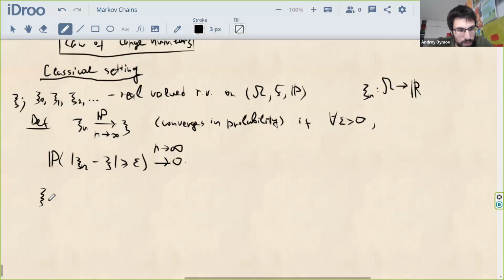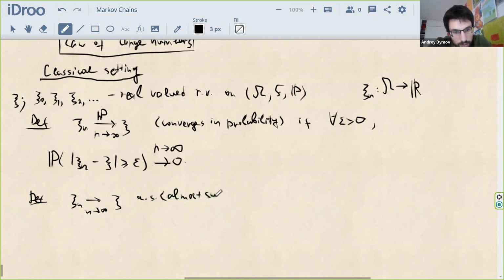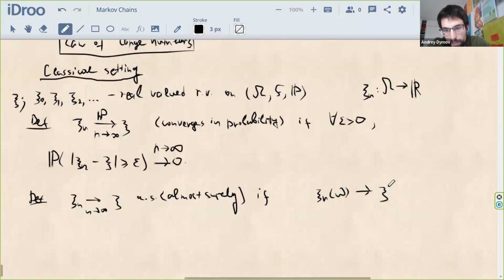As another example, let me mention that there is another type of convergence which is called almost sure convergence. Okay, so let me write it also as a definition. Psi n converges when n goes to infinity to psi almost surely if, I would like to write down just that for every omega, I have the convergence.